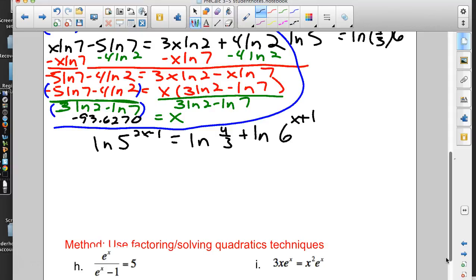Think about what we've done today and where we're going to need to go with this. So what should we do next? Bring those powers out in front for multiplying.